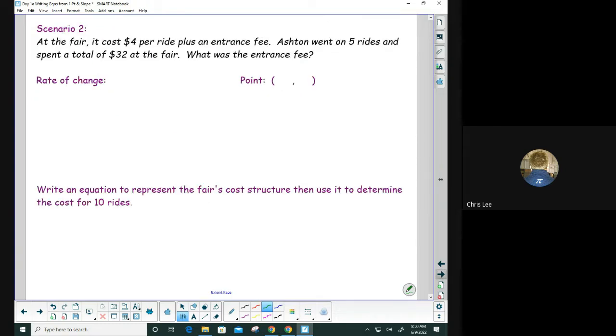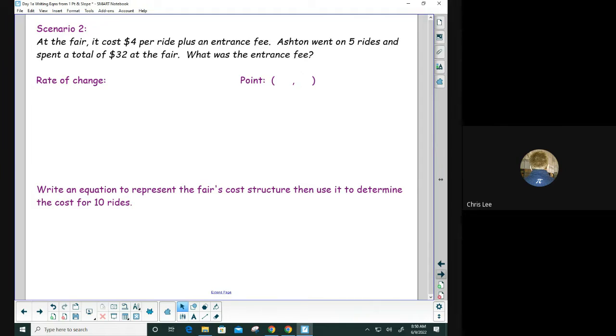Let's look at a new scenario. And when I say new, you almost roll your eyes because what am I talking about again? The fair, question all the time. At the fair, it costs $4 per ride plus an entrance fee. Ashton went on 5 rides and spent a total of $32 at the fair. What was the entrance fee?